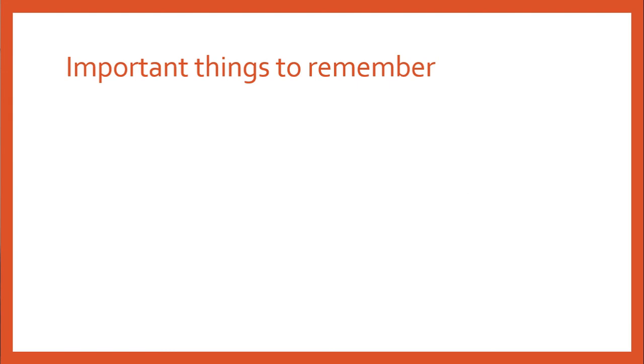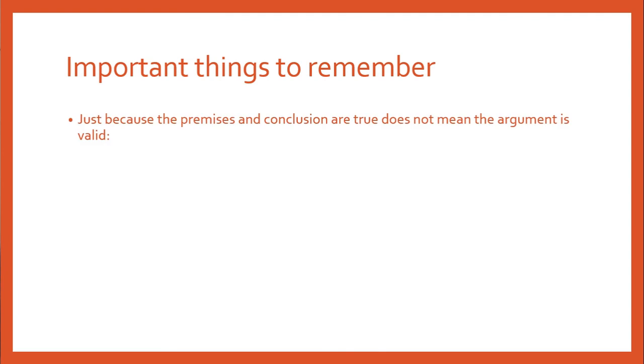Right, so when you're dealing with syllogisms, there are a couple important things to remember. Just because the premises and conclusion of a syllogism are true does not mean that the argument is valid. So I'm just going to give another example of a syllogism where the premises and conclusion are true, but the reasoning is invalid. So the syllogism: all people have skin, Donald Trump has skin, therefore Donald Trump is a person.